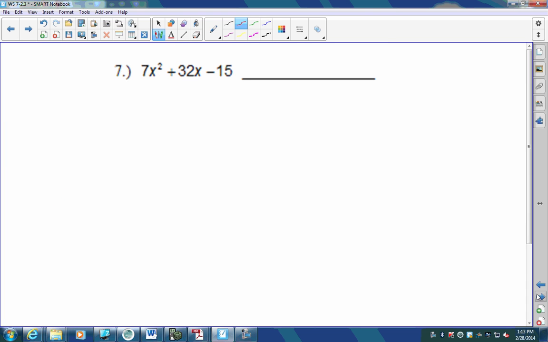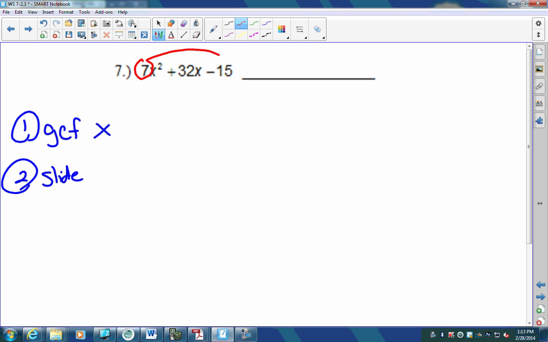All right, number 7. Step 1 is GCF. Does 7 go into 32? No. No GCF. 2. I need to slide. So take the number that's in front of the x squared, take this 7, and let's multiply it. Let's put it to the back, so that I only have x squared plus 32x. That stays the same. What's negative 15 times 7? Negative 105.